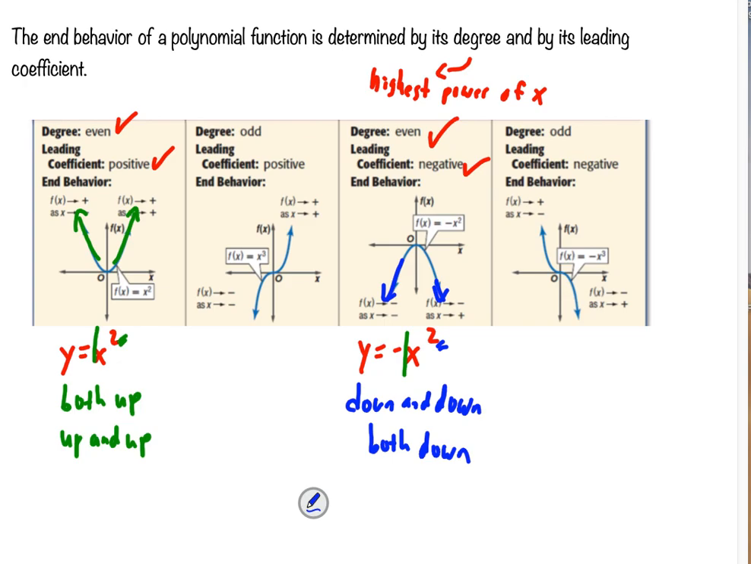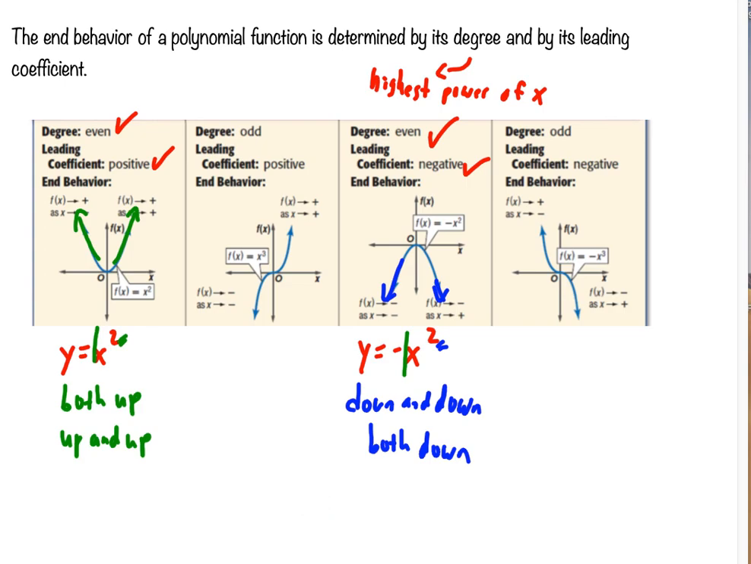So whenever you have a polynomial where the highest power is an even power, so the degree is even, and the leading coefficient of that term is negative, you are going to have end behavior that is down and down.